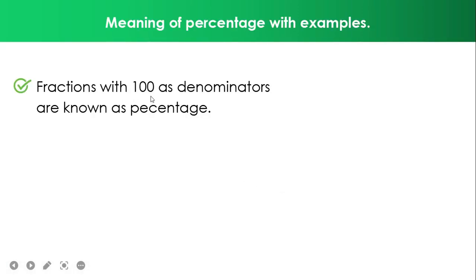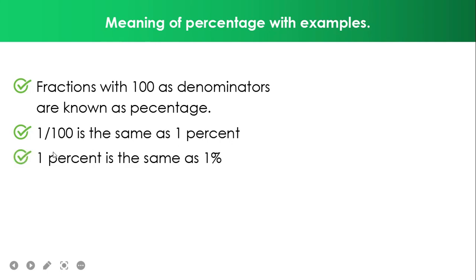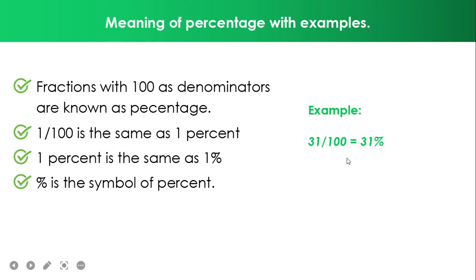So what are percentages? Fractions with 100 as denominators are known as percentage. That means anytime you see a fraction like 1 over 100, 1 over 100 is the same as 1%, and it's usually written like this, 1 and this sign here. So this percent sign is the symbol of percentage. Now this is an example. Let's say 31 over 100 is 31%.